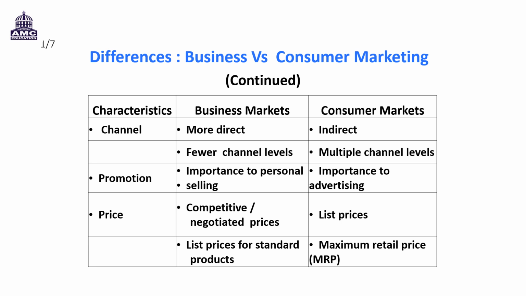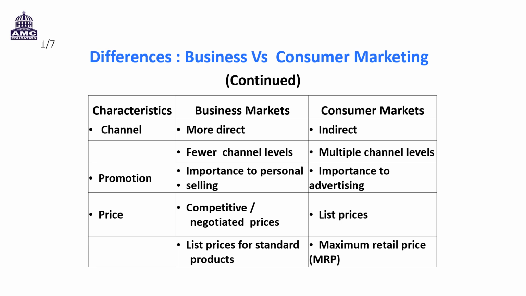And channel of distribution, if you see, the business market is always direct. The manufacturer is directly giving to the industrial customer, whereas in the consumer market it is indirect. That means it will go through all the middlemen, all the intermediaries. They will be doing the reselling to the end user. Fewer channels are there in the business market, whereas multiple channels are there in the consumer market. You can distribute online, offline. There are so many ways in which you can distribute your product.